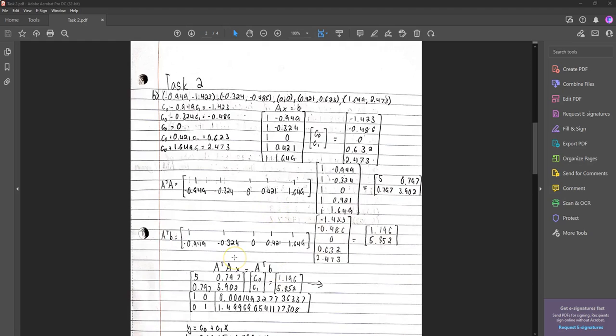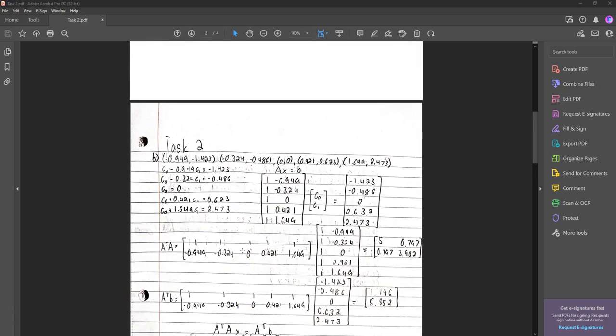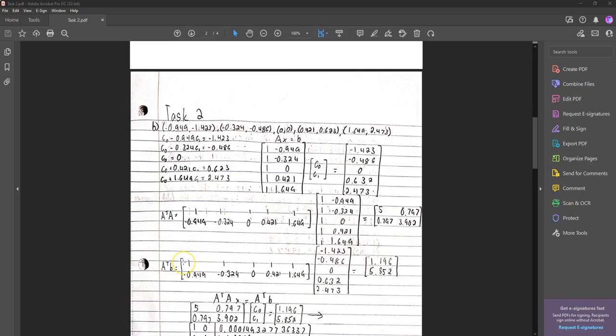Next, since we need to find the transpose of A times Ax equals the transpose of A times b, we can start by figuring out the transpose of A times A. And then we can move on to the transpose of A times b. Both of these are done using matrix multiplication as shown here.